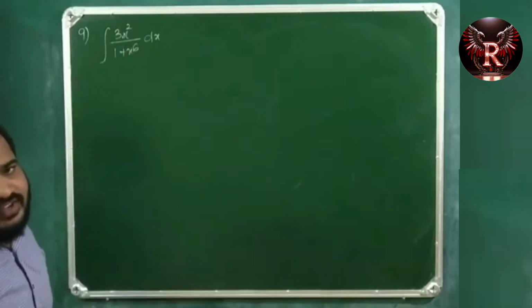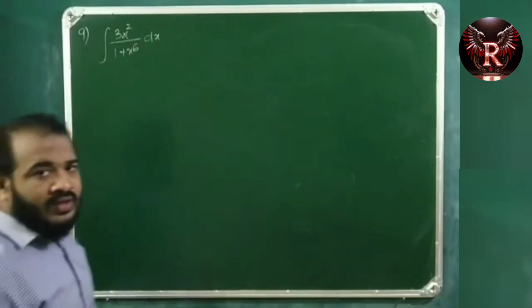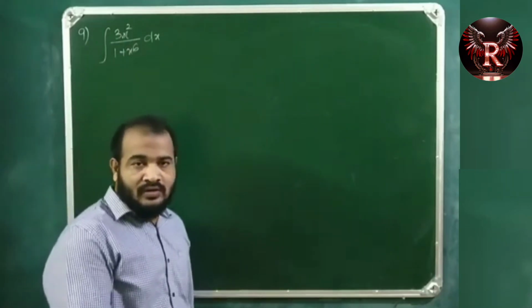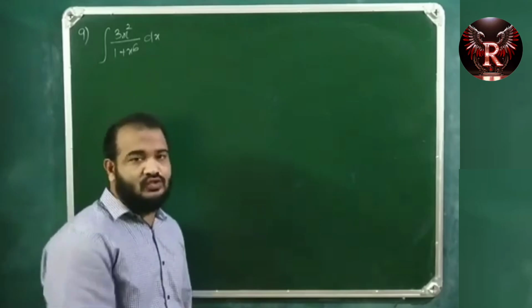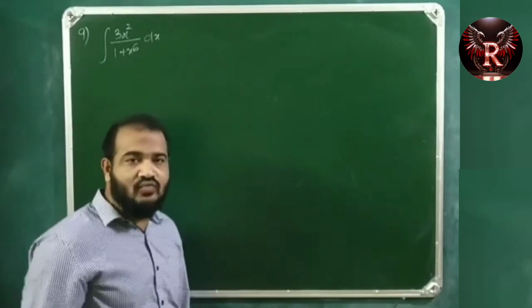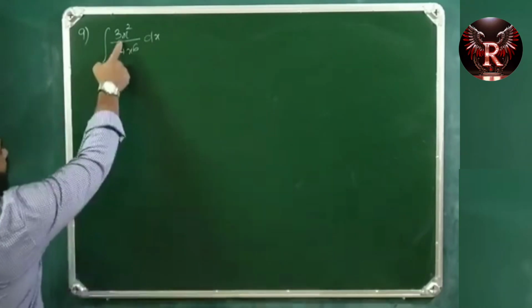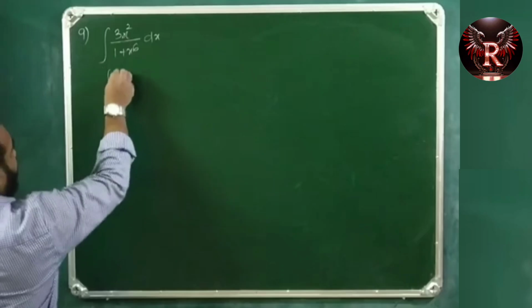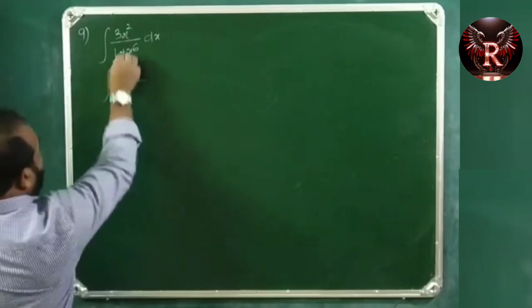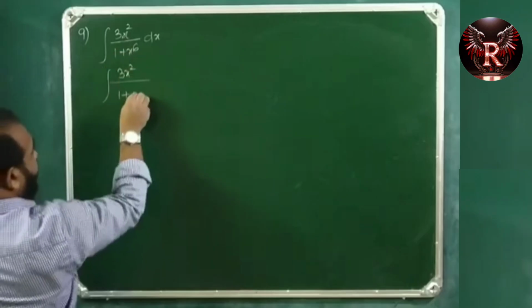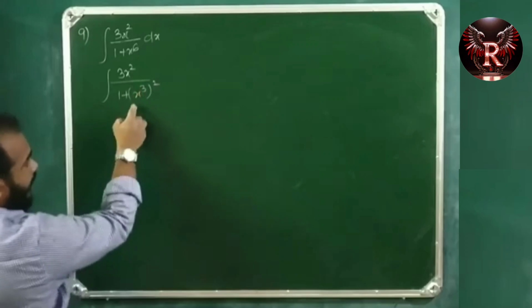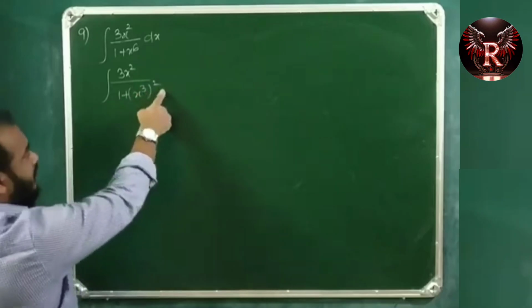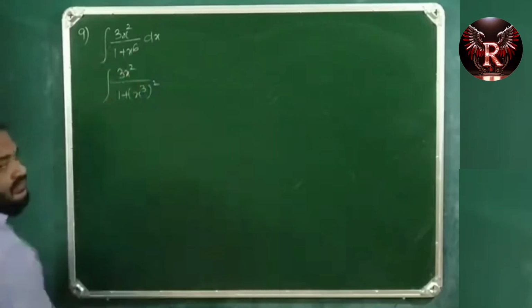Whose derivative is 3x square? We know the derivative of x cube is 3x square. The derivative of x power n is n into x power n minus 1. So the x cube derivative is 3x square, for which we'll write x power 6 as x cube whole square, since (a power m) whole power n is a power mn, and 3 times 2 is 6.